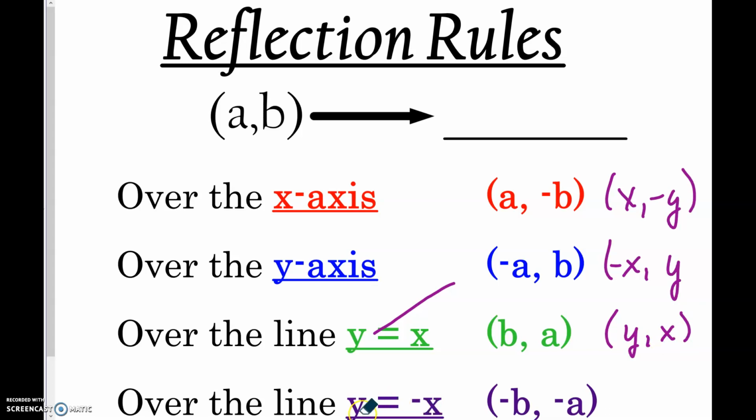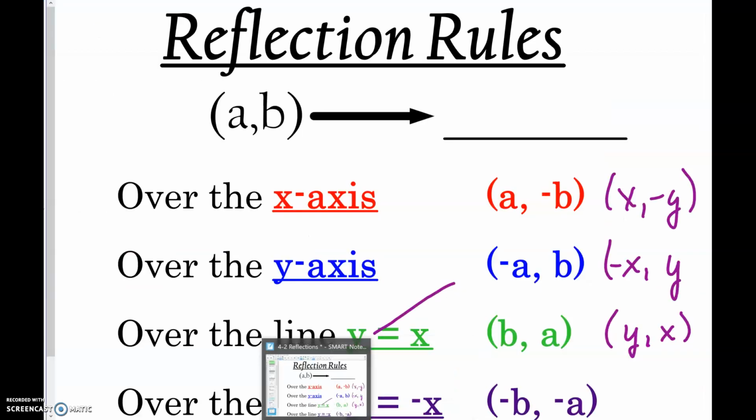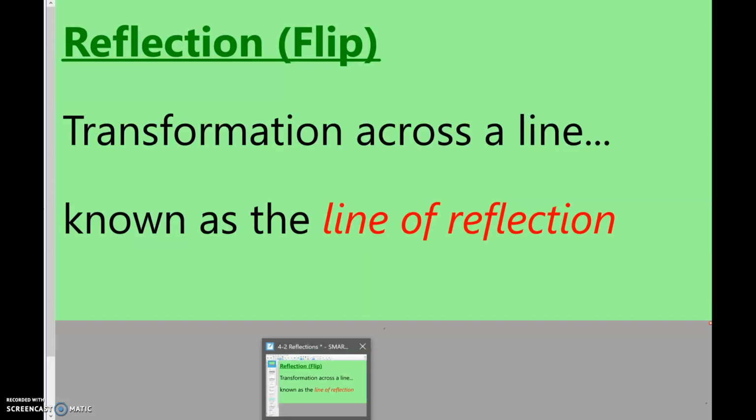So when it reflected over the axis that goes the other way, whoops, what happened to my screen here? When it's going the other way, this way, they switch places so it becomes -y comma -x. Okay? All right, let's go back and do this problem.